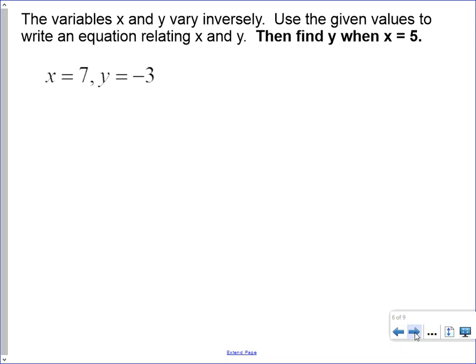Here is another type of question that you'll be asked on your homework today. The variables x and y vary inversely. Use the given values to write an equation relating x and y. Then find y when x equals 5.